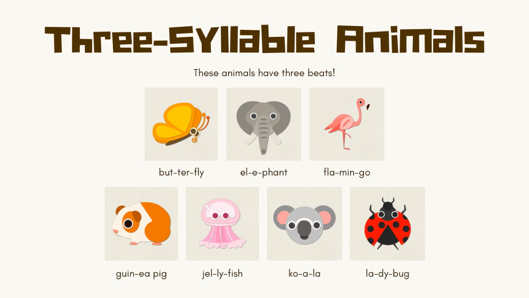Remember, these three-syllable animals are a great example of how words can be broken down into smaller, manageable parts, which is useful when learning new words or practicing pronunciation.